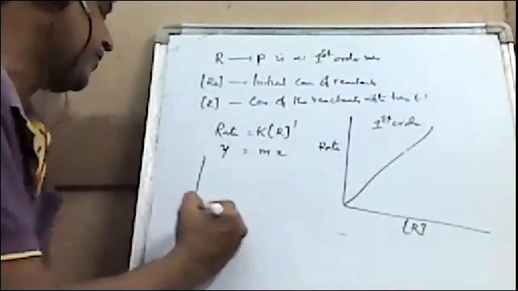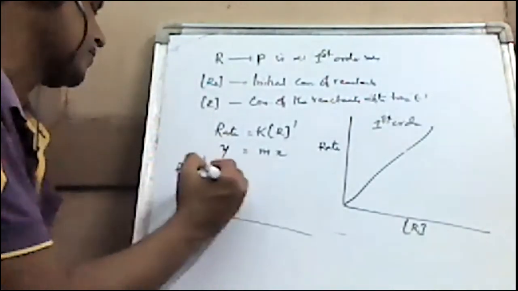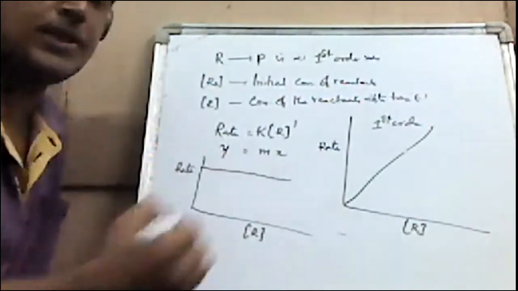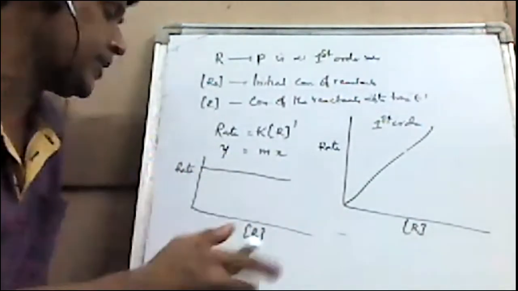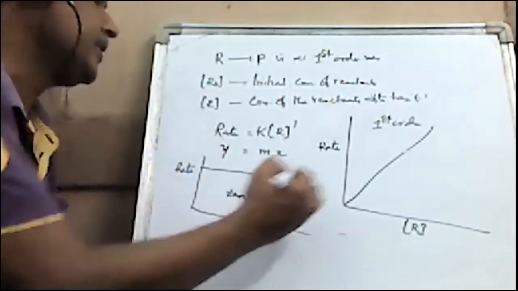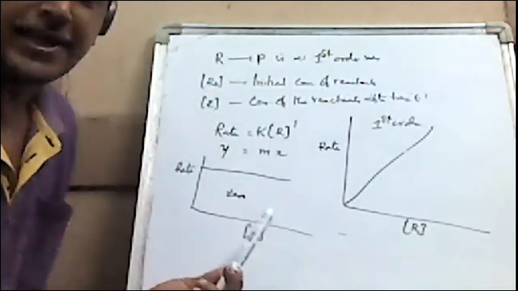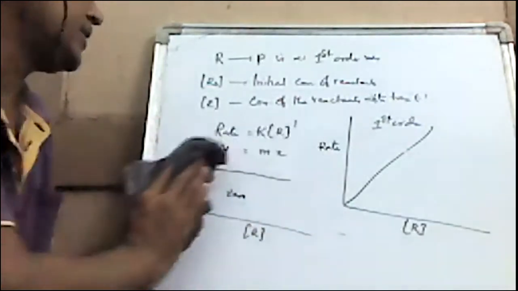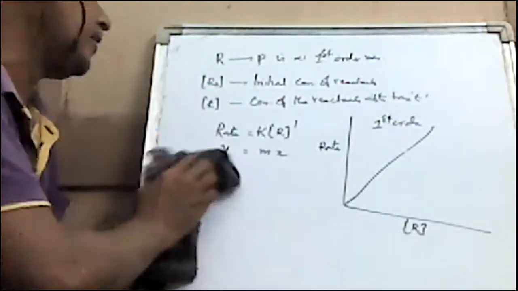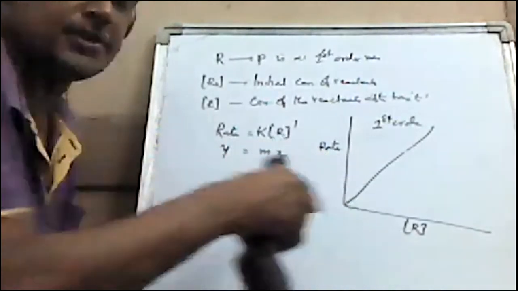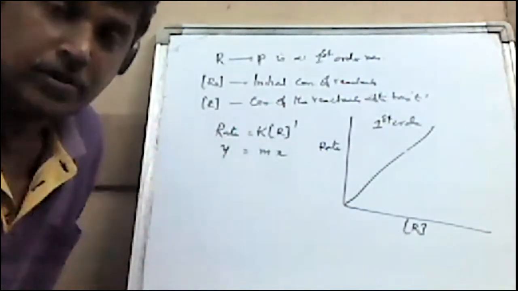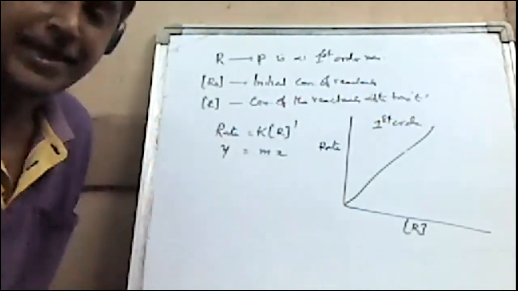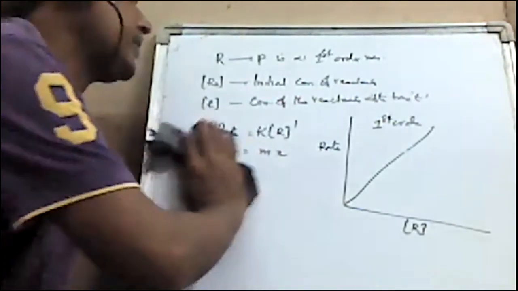What is the same plot for rate versus concentration of reactants for a zero order reaction? This is parallel to the x-axis. This is for zero order reaction, whereas this is for the first order reaction. So this is the one plot regarding first order reaction: rate versus concentration of reactants is passing through the origin with a slope k. K is the rate constant.